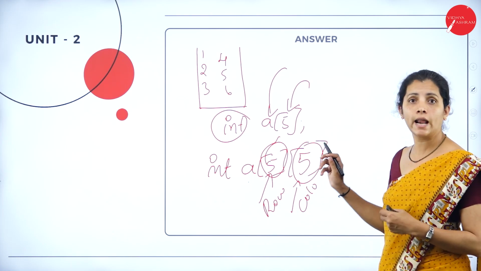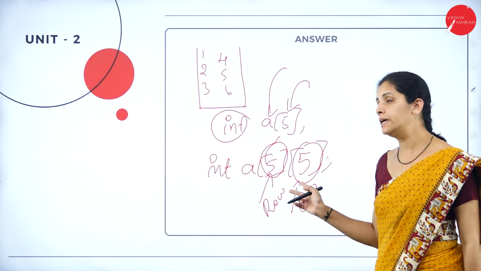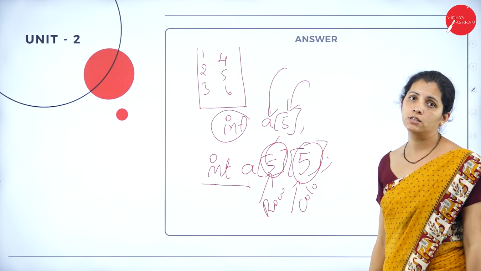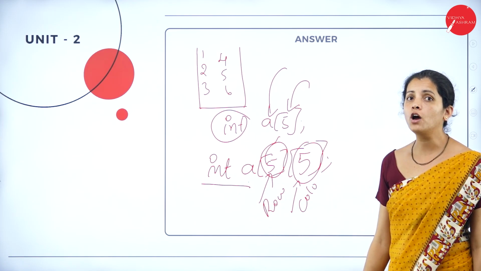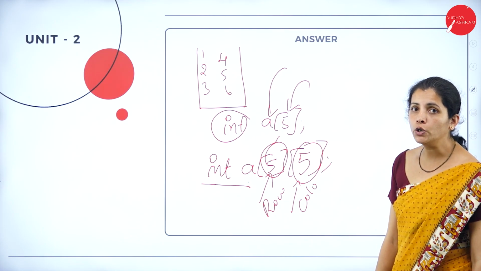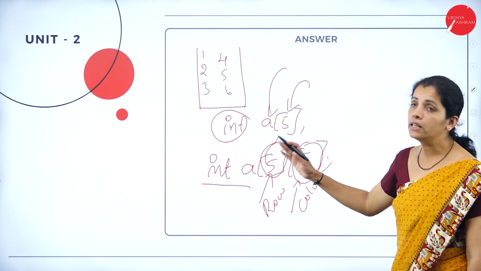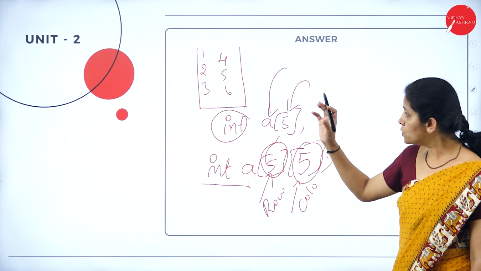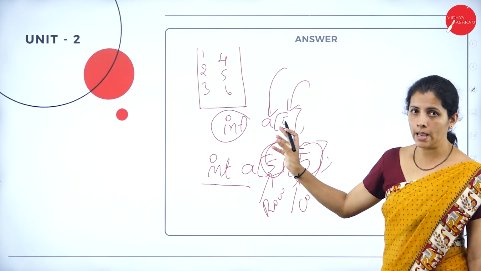So to access an array element I require two indexes, and this kind of array is known as a two-dimensional or multi-dimensional array. So dear student, according to the question, write the answer. Okay, so start with what is an array.